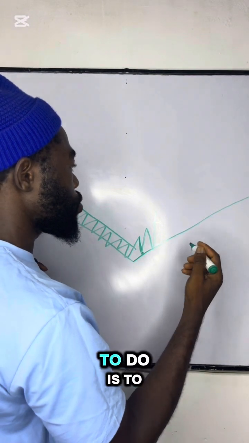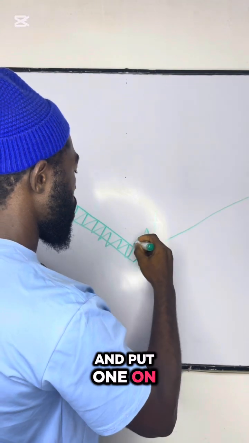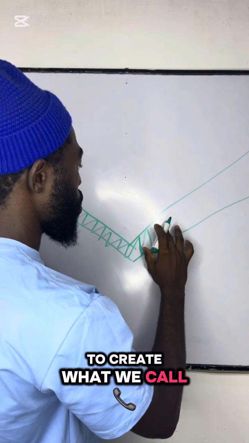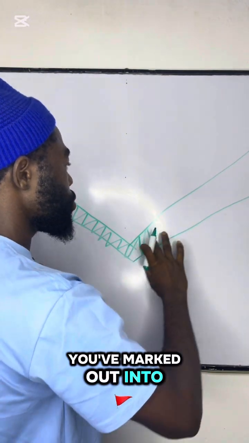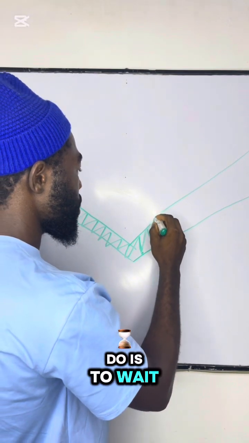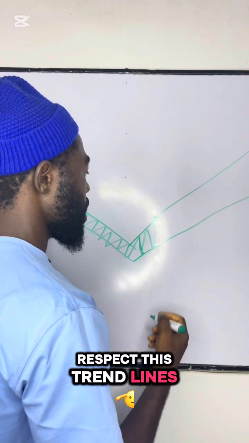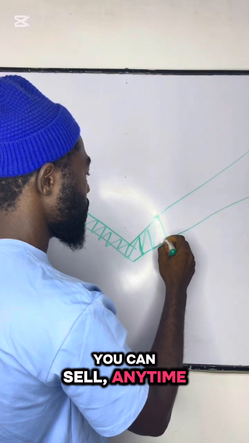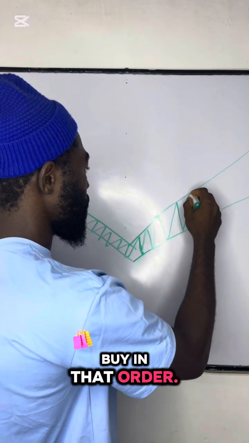Then all you need to do is duplicate this trend line and put one on top here to create what we call a wedge. So this is what you've marked out into the future of the chart. All you need to do is wait for the chart to respect these trend lines. And anytime it gets to the top one, you can sell. Anytime it gets to the down one, you can buy, in that order.